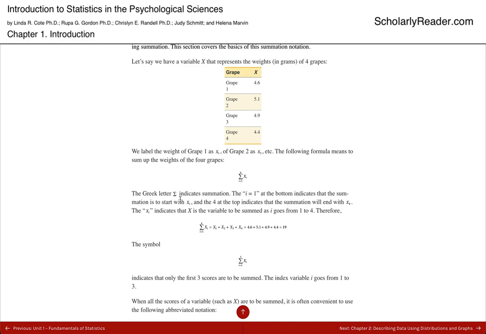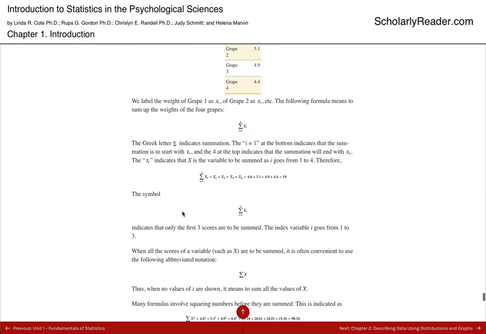The Greek letter sigma indicates summation. The i equals 1 at the bottom indicates that the summation is to start with the x of 1, and the 4 at the top indicates that the summation will end with x of 4. The x of i indicates that x is the variable to be summed as i goes from 1 to 4. We can see how that plays out in this example. The symbol sigma with a 3 on top indicates that only the first 3 scores are to be summed. The index variable i goes from 1 to 3.